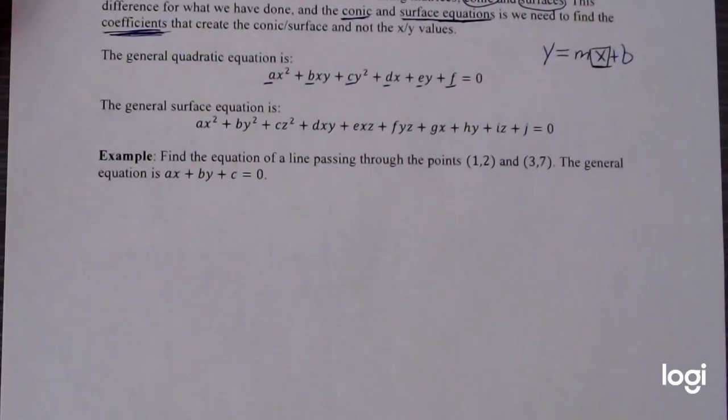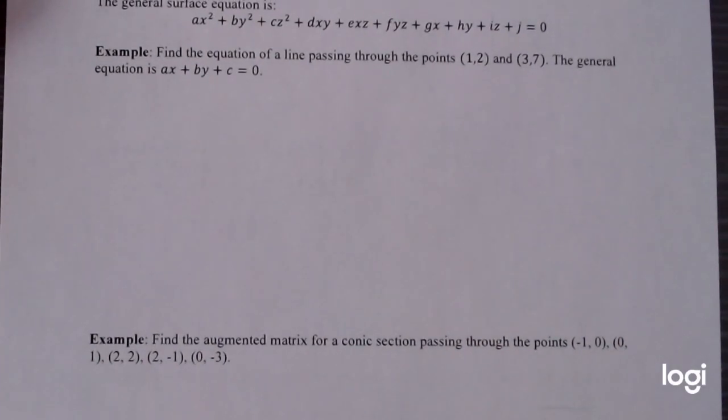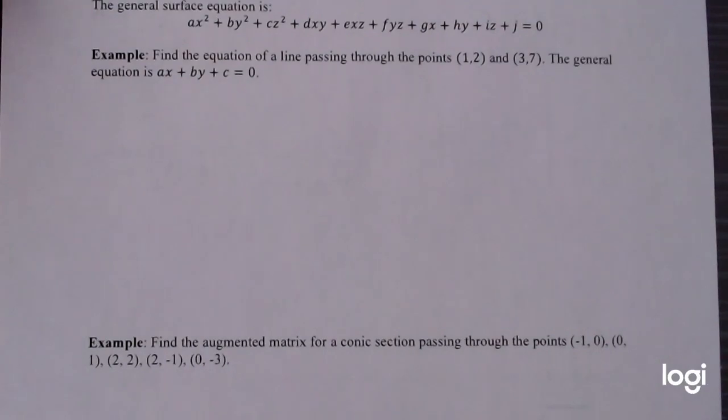But let's go down 1 degree. Let's go just to a line for practice's sake. So let's do this example. Find the equation of a line passing through the points (1, 2) and (3, 7). The general equation is ax plus by plus c equals 0. Now, we could do this the old-fashioned way, right? Find the slope, plug it in, and you find it.